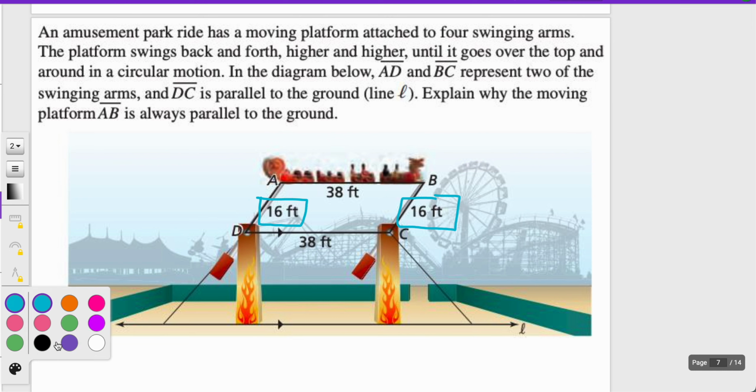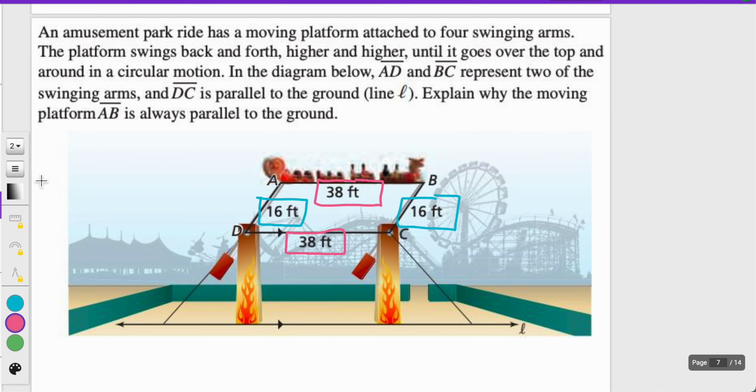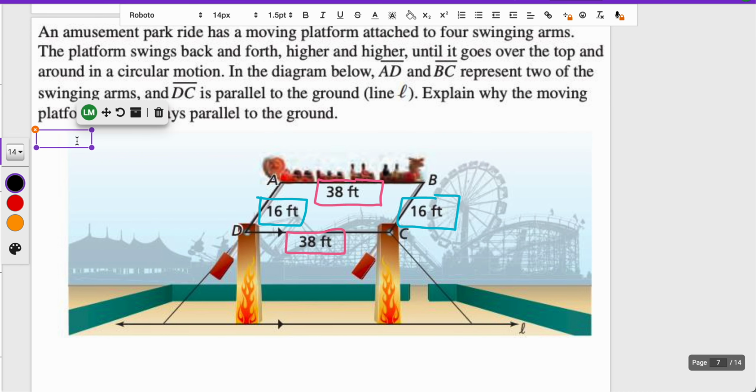And then DC is parallel to the ground, or line L. Notice that DC is also matching AB in the length. Explain why the moving platform AB is always also parallel to the ground. This is where we maybe want to type a few things.